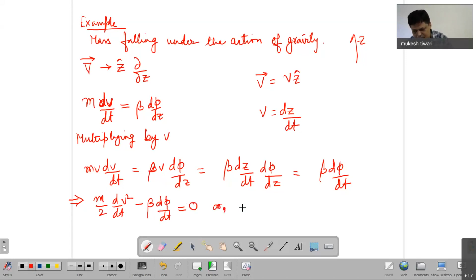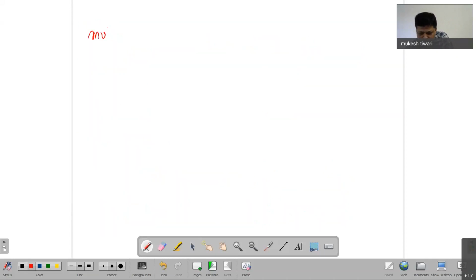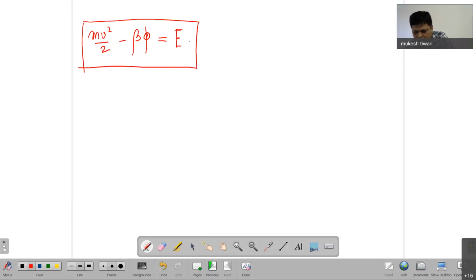Or, the derivative with respect to time of this function, which is mv square over 2 minus beta times phi, is equal to 0. Okay, and then I can integrate, and since the right hand side is 0, the integration of that is going to give you a constant. So finally, what you have after doing all these things for this specific example, and this is general also, is mv square over 2 minus beta phi equal to a constant, and now we are going to write E for this constant. Okay, this is a constant.